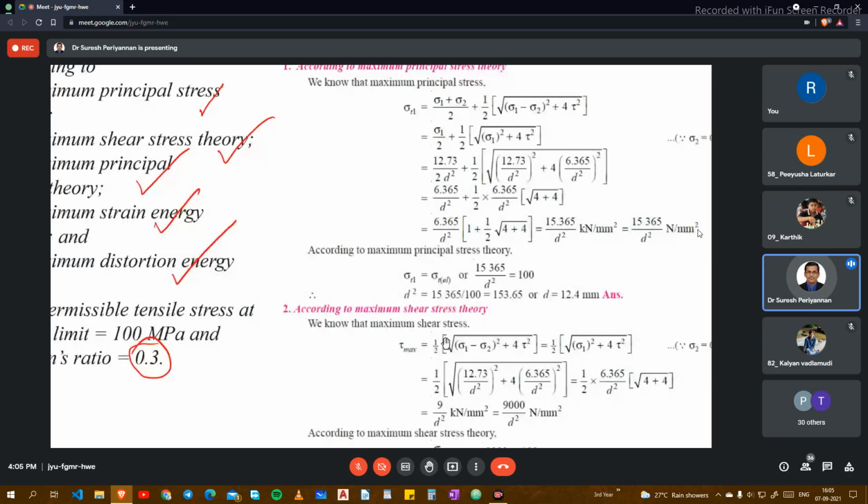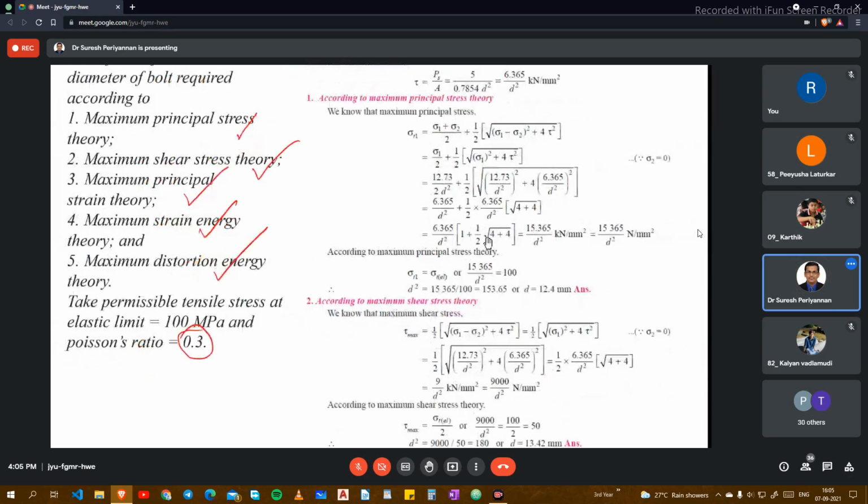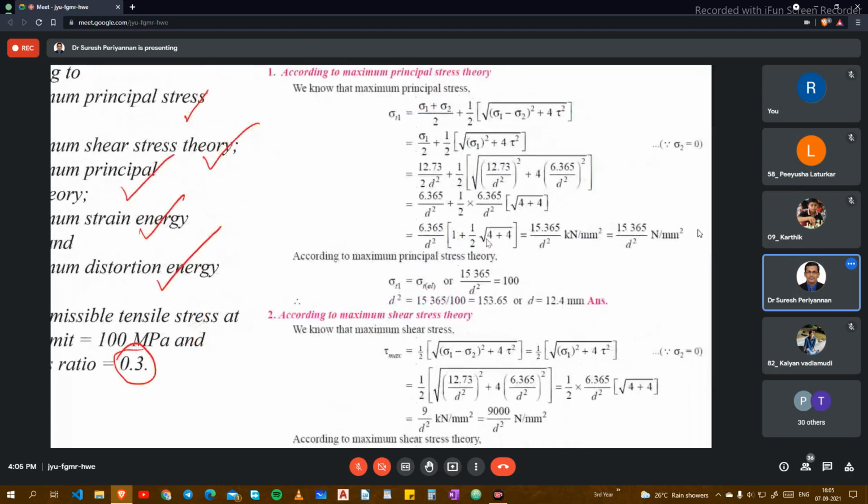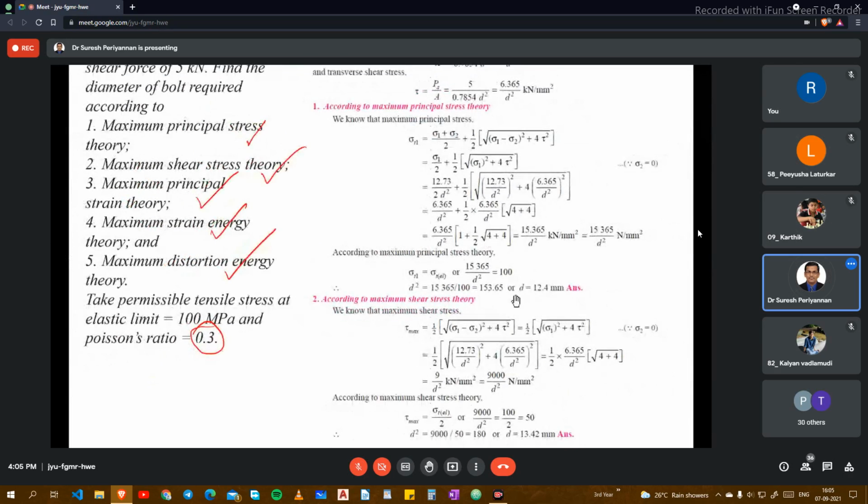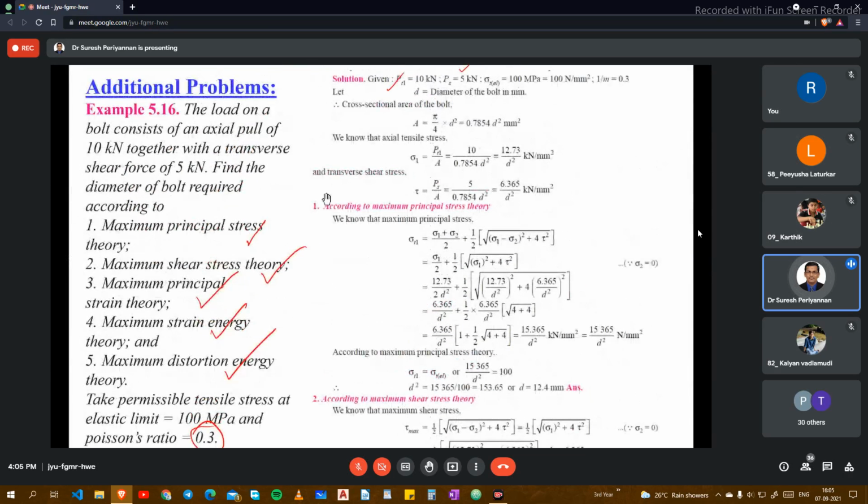Now the second theory we are going to follow to define the diameter of the bolt is based on maximum shear stress theory. I mean, tau max is equal to 1/2 square root of this equation. We are very well known, right? Then I directly substitute this sigma 1 value, whatever we found earlier, 12.73 by d squared. Sigma 1 is 12.73 by d squared, and tau is given as 6.365 by d squared.